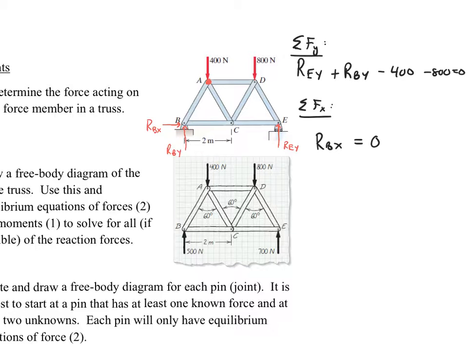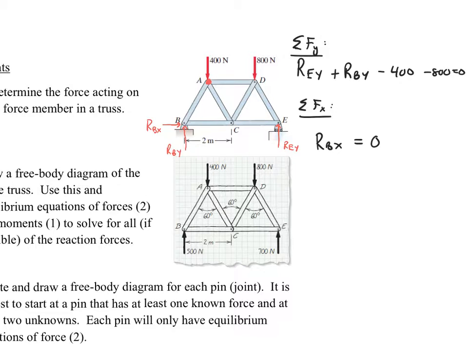Look at this: 800 out of the total of 1200 is like 2/3, but this number isn't 2/3 of this, so you can't use some proportion to say this one is that much bigger, so it's going to be that much bigger. It's not true. This is double this, but the reaction is not double this. So we can't just look at this and come up with the reactions.